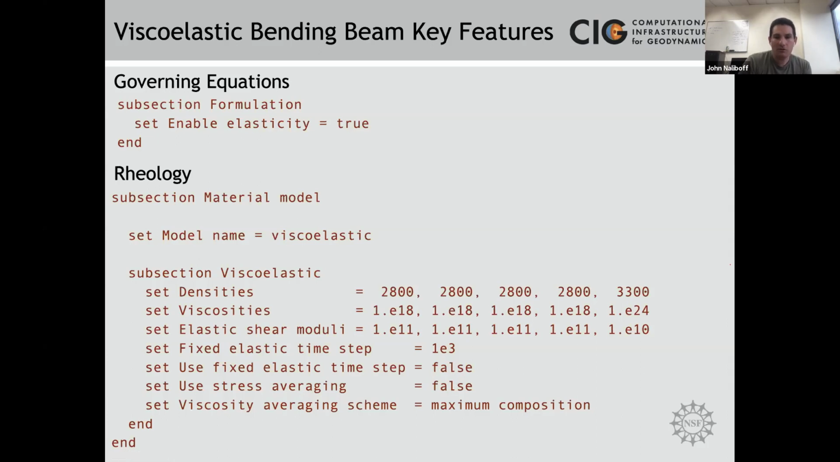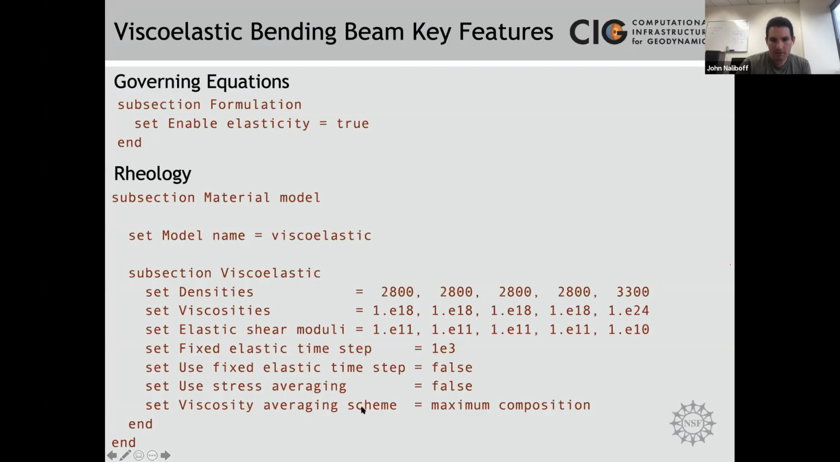The result of that is that your elastic time step is always equal to the numerical time step. On the very first time step, time step 0, we actually need to give the material model an elastic time step because it hasn't computed a time step yet. And so this fixed elastic time step value is always used on time step 0. In this case, I've just set the value equal to the numerical time step we used.